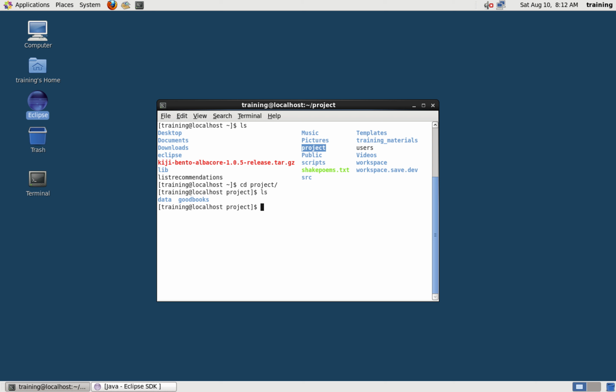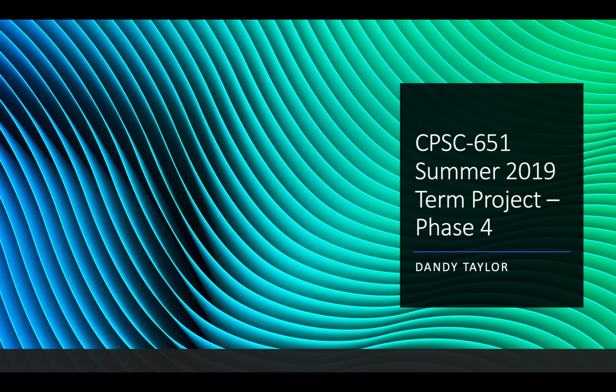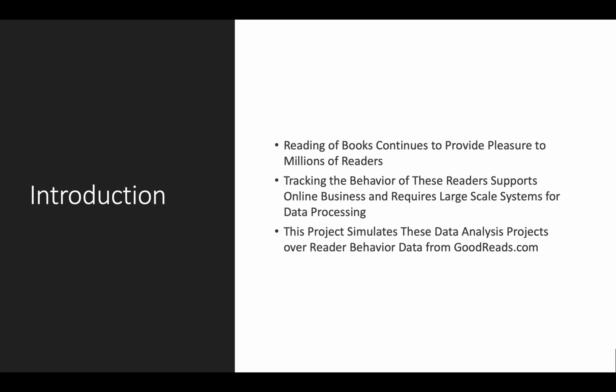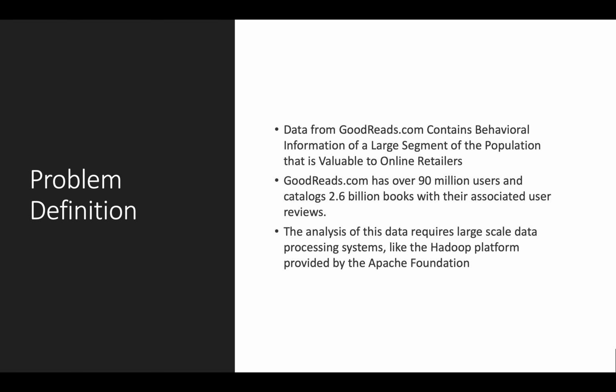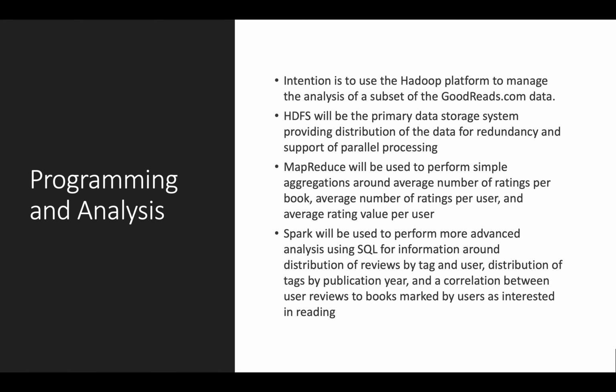Again, to give you a quick synopsis of what this is, we're looking at data from Goodreads and going to analyze that data. Particularly, in this section, we're going to look at aggregations around the number of average ratings, or number of ratings per book, number of ratings per user, and average ratings per user.